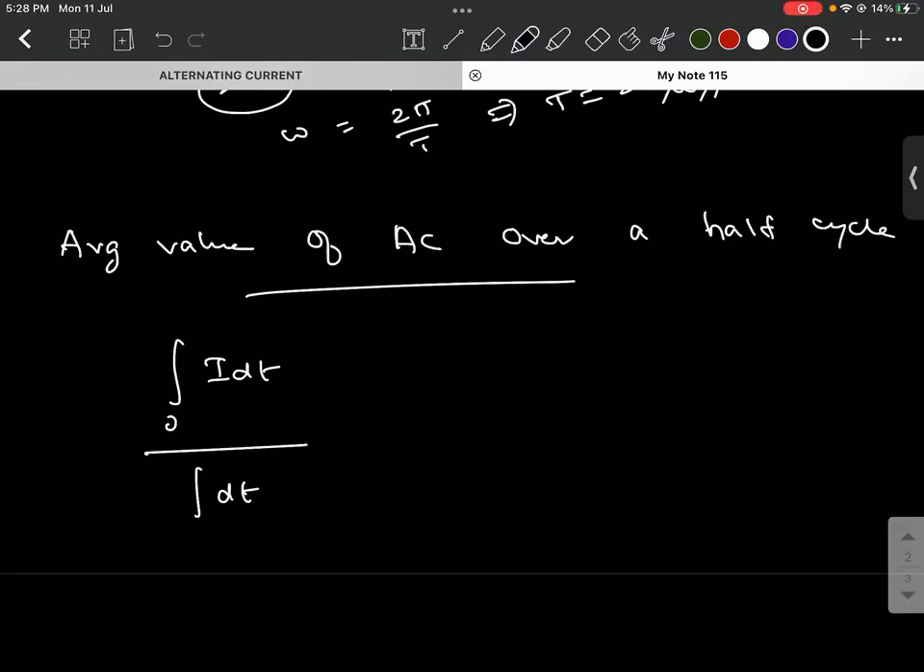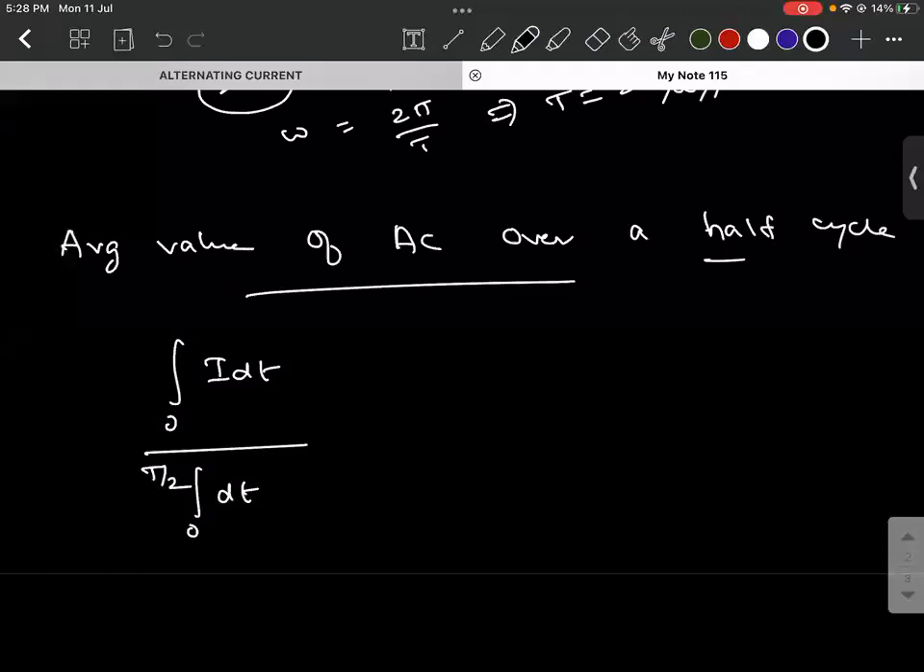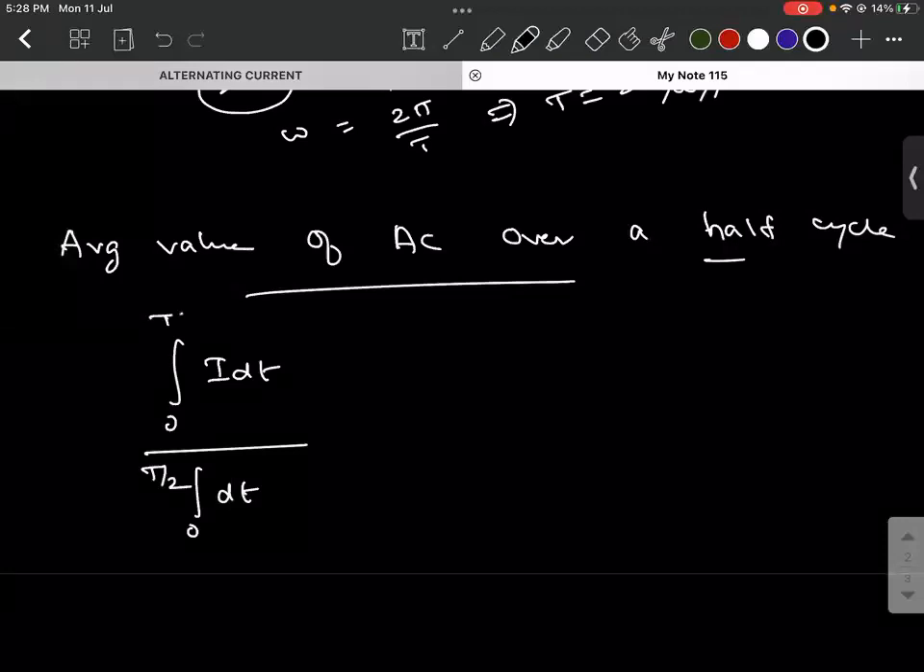What were the limits we took in the previous case? 0 to capital T. Now what are we supposed to do for half cycle? You will take it as T by 2. Half cycle, half of the time period. So 0 to T by 2. Here also you will take it as 0 to T by 2.